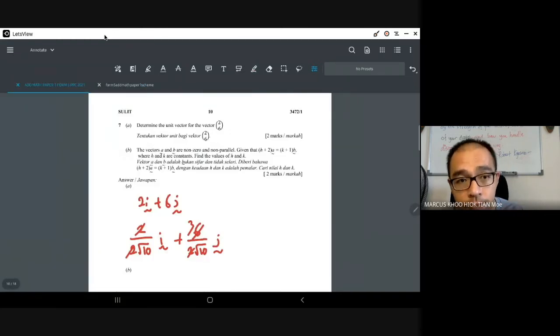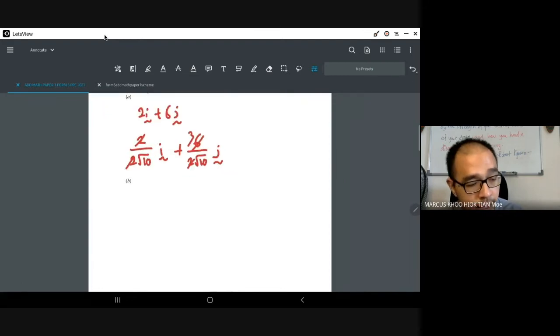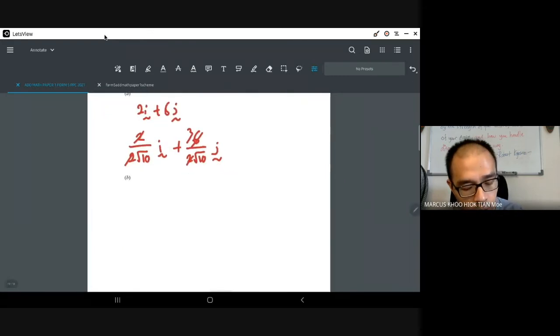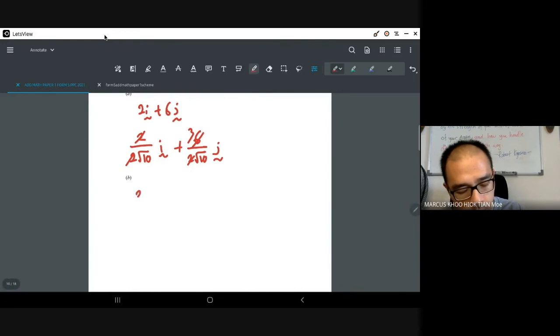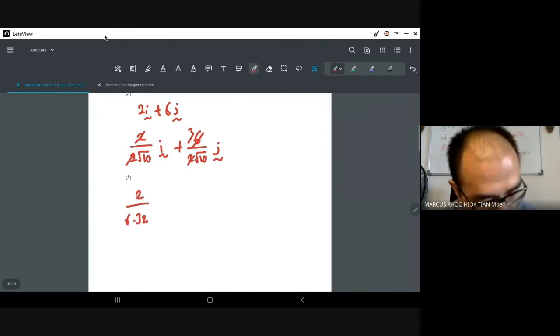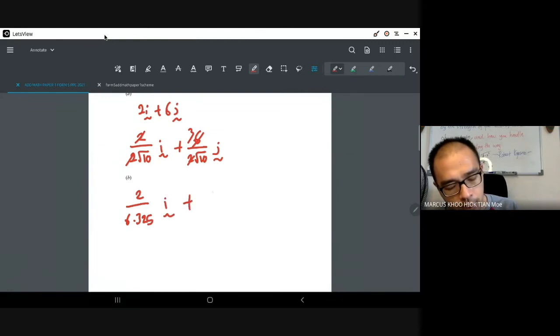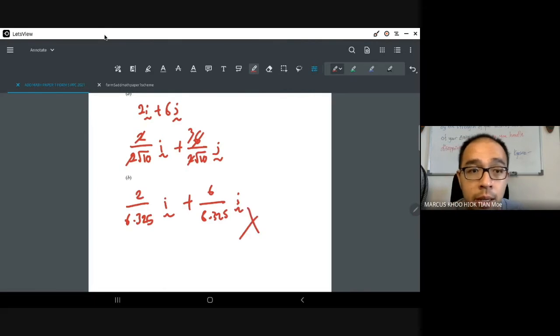So there are some people, and I can't really remember whether it's this class or another class, who wrote 2 over 6.325 i plus 6 over 6.325 j. I cannot accept this, because you have learned the law of surds. You know that you need to simplify a square root into surd form. So definitely this one I will not accept. This one I will definitely not do.